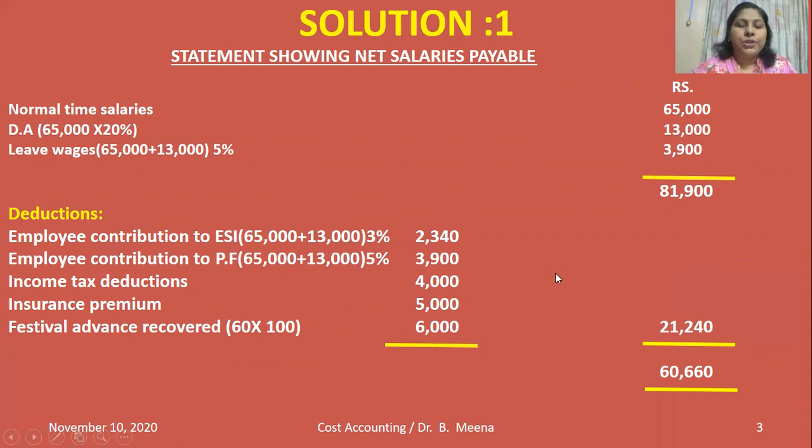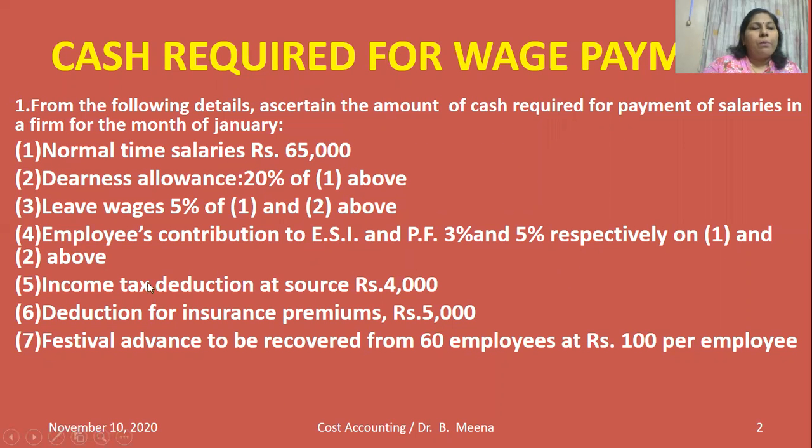So what are the deductions as per the problem? We will look into one by one. The first deduction is employees' contribution to ESI and PF. This information has to be considered. In case it is given as employer contribution, we must ignore it. Employees' contribution we will consider; employer's only we need to ignore.